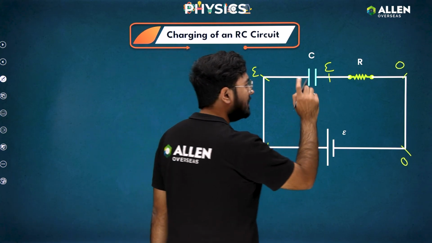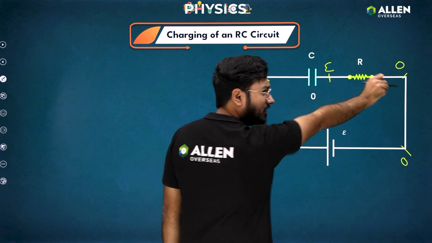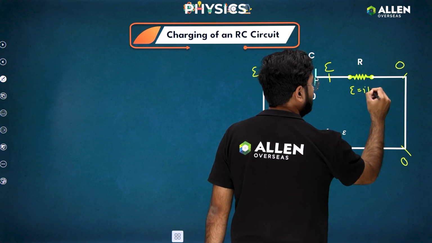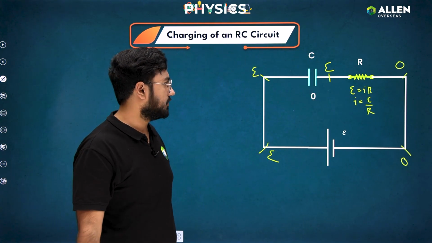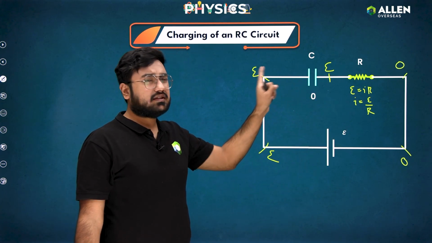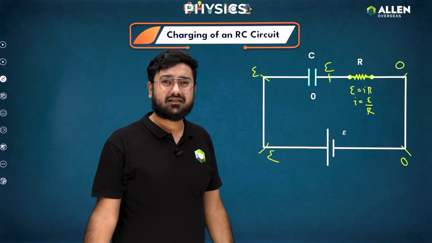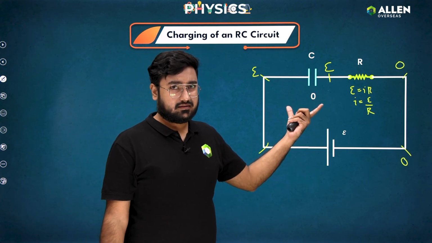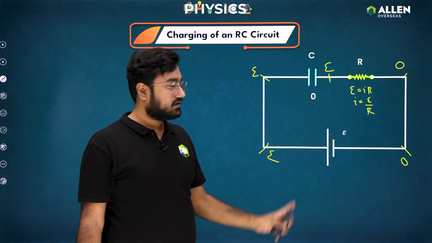If that is the case, what will be the current across the resistor? That is E is equal to IR, so I is equal to E by R. Basic. No rocket science. So if that is the case, what is the use of this capacitor? Nothing. Nothing, right?